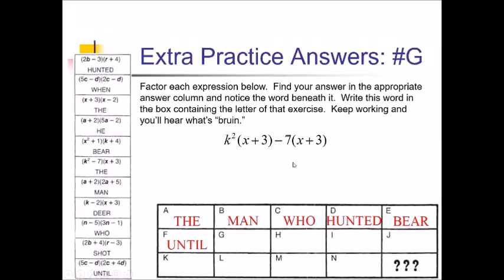Next up, we've got this one, part G. Looks like I have an x plus 3 as my common factor that comes out. And then we have a k squared minus 7 left over there.